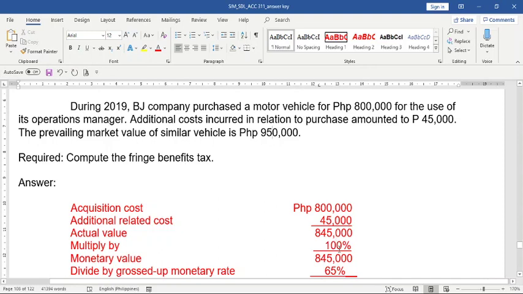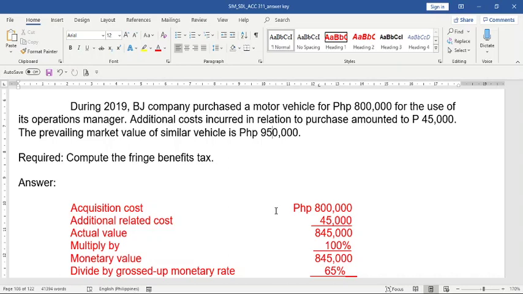Multiply by 100%. But ma'am, how about the market value? Where does it go? Go back to the rule. What is our rule for the motor vehicle? For motor vehicles, the market value is not included. Again, this is personal property, unlike real property like land and buildings, which have market value, especially land, which appreciates. So you use the fair market value or the zonal value, whichever is higher. But this is for real property.